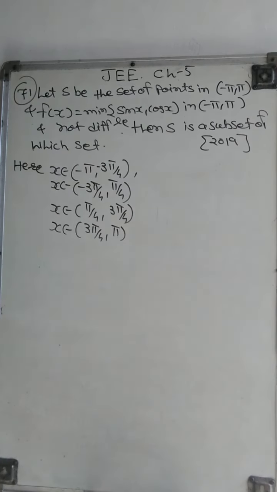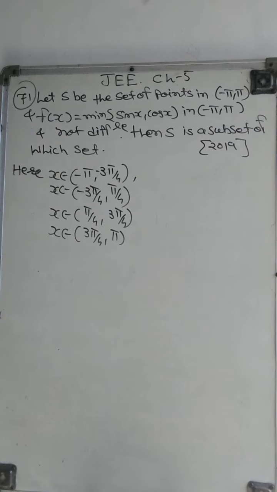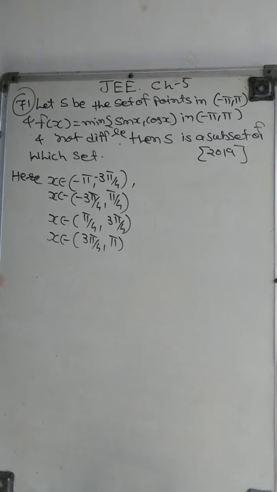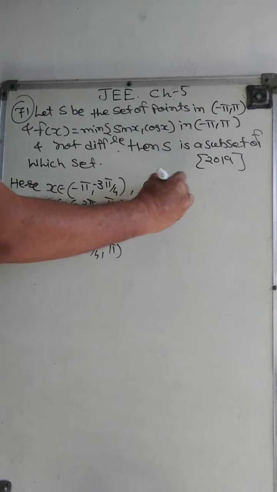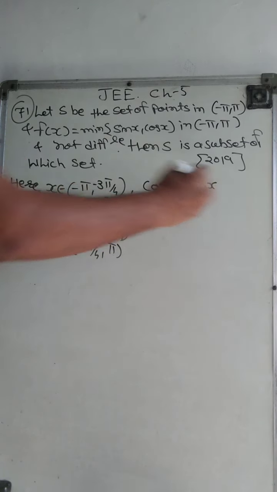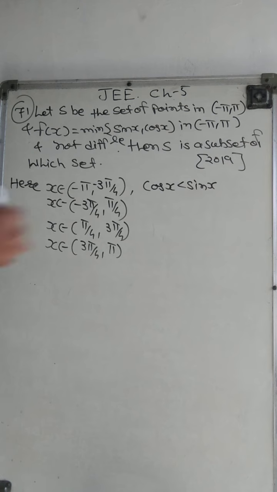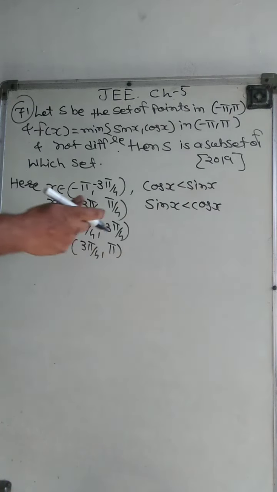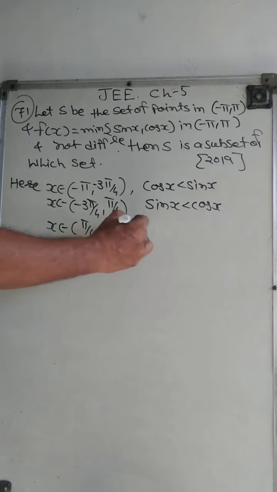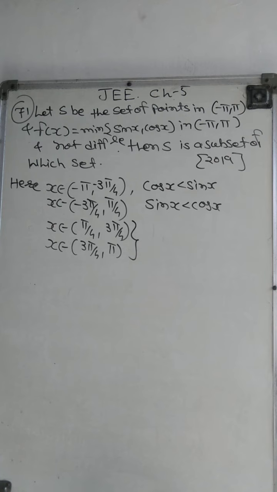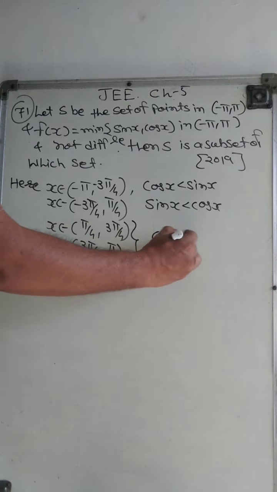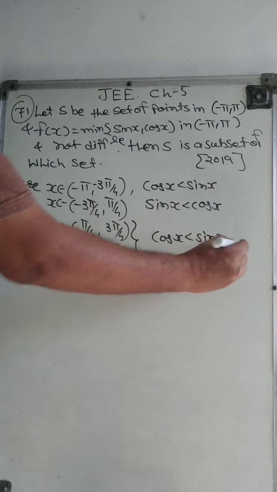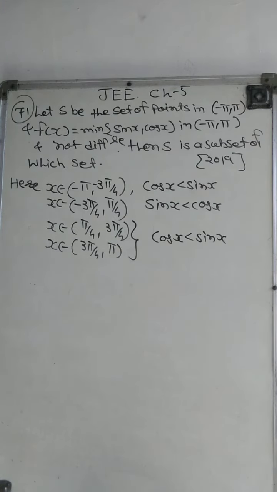Okay, and here we know that in this interval minus pi to minus 3 pi by 4, cos x is less than sin x. In the second one, sin x is less than cos x. If we check out here, then pi by 4 to pi, in all this both the terms cos x is less than sin x. Right? So this way we can obtain the function.